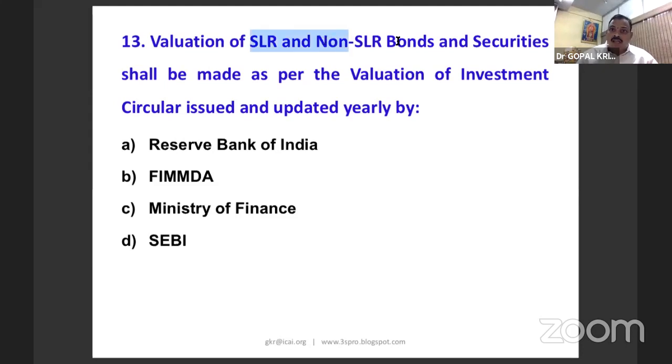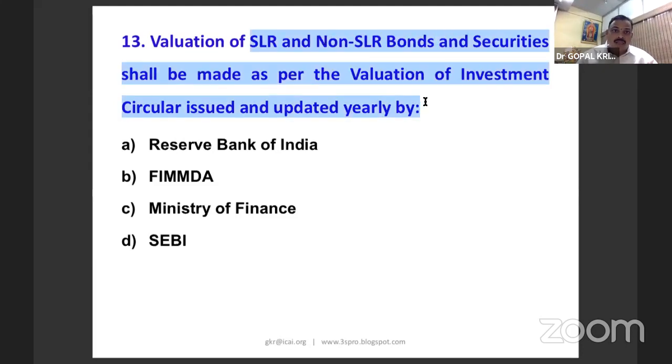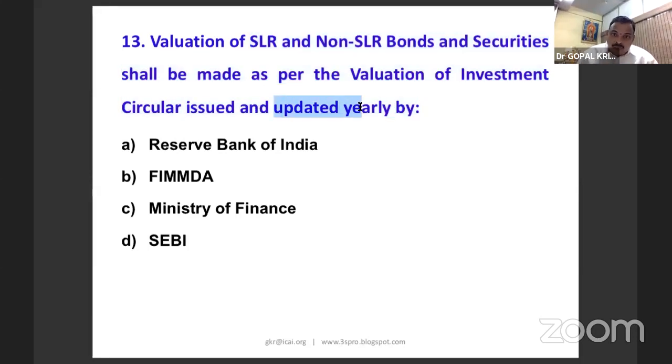Valuation of SLR and non-SLR bonds shall be made as per the valuation investment circular, issued and updated yearly by. Who will issue that and who will update yearly? It is only FIMDA, because the letter is given by FIMDA. Okay. The same question was asked the other way. FIMDA circular, SLR and non-SLR bond, how will you value it? Valuation of SLR, non-SLR bond shall be made as per the valuation investment circular issued and updated yearly by FIMDA. So 13B.